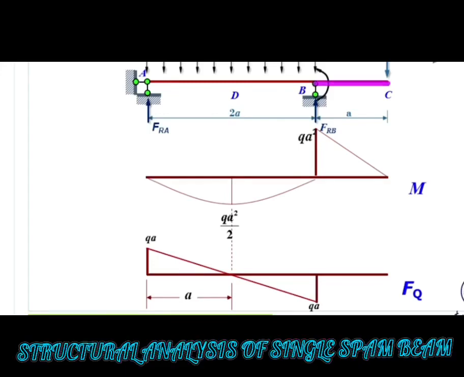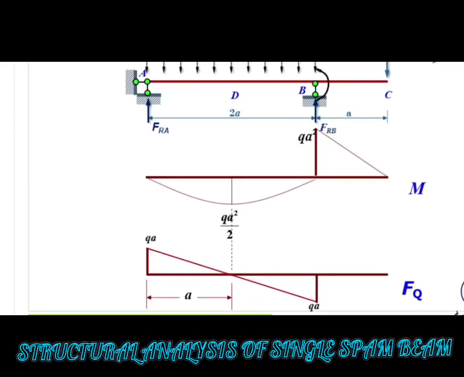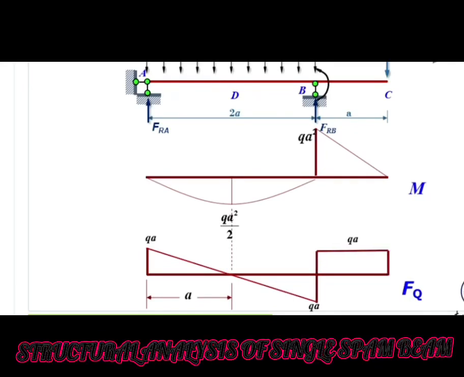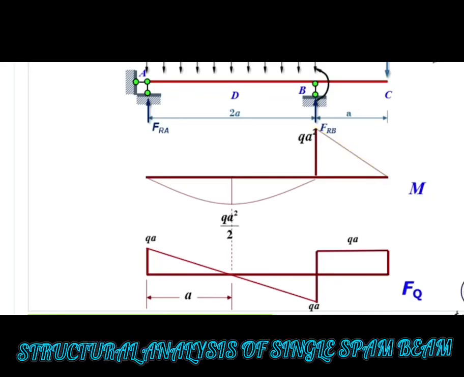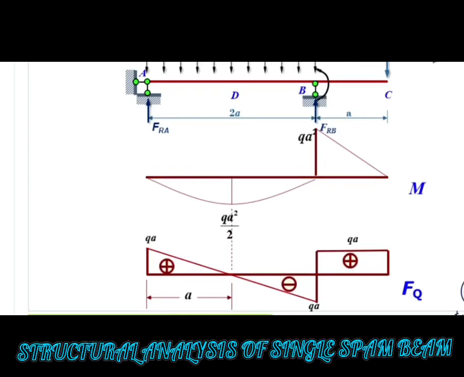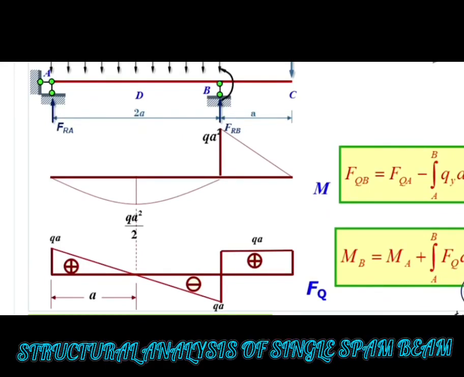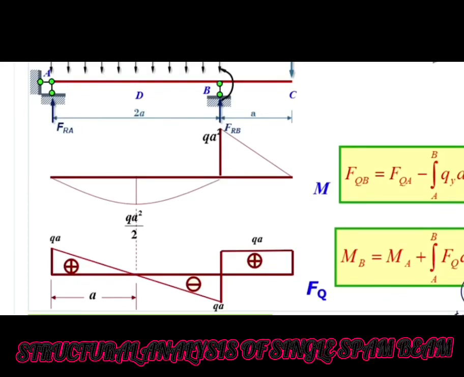For the BC part, the bending moment diagram is a diagonal line. According to the differential relationship, its shear force diagram must be a horizontal line. And the value F_Q is equal to the slope of the bending moment diagram, that's qa squared over a, so that's positive qa.